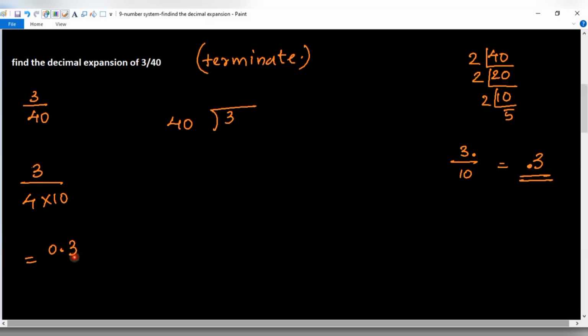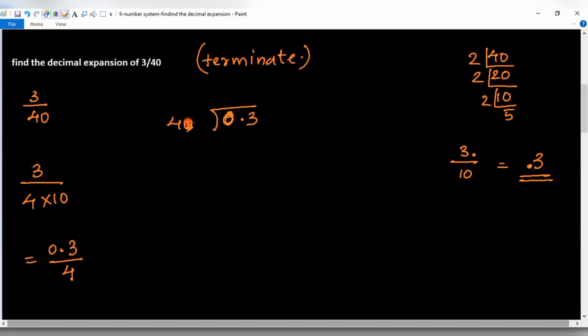So it is actually 0.3, right? 0.3 divided by 4. Like that also we can do. I think this will be easier than this because division by 40 may be confusing or may be difficult, but division by 4 will be easy. So we can change it as 0.3 divided by 4.